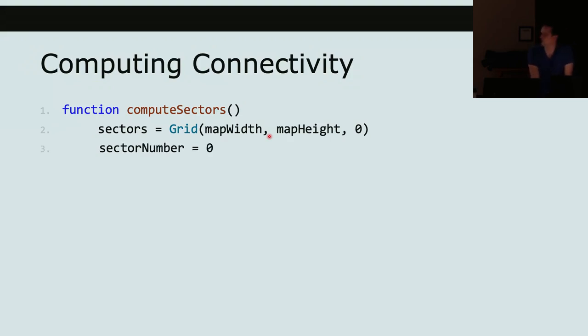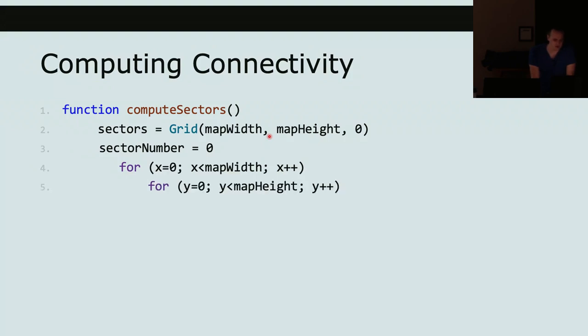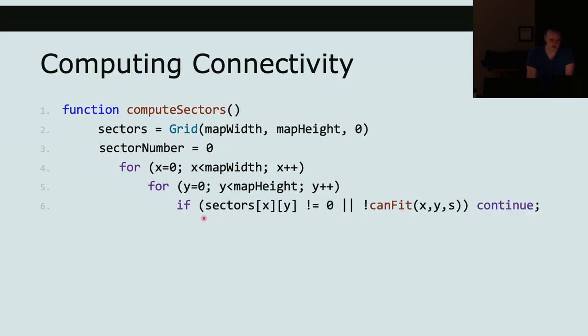Now I'm going to set my sector number, the value that I'm going to be inserting into that map as I BFS around, to 0. And then I say, okay, now I'm going to have 2 loops, one over the x's and one over the y's. So this will touch every square on the map, and this is the outer loop of that computation. Then I have to check if the sector number is not 0, or I can't fit a thing of a given size at that location, then continue. So what that means is, let's say I'm doing size 3 now with this compute sectors.